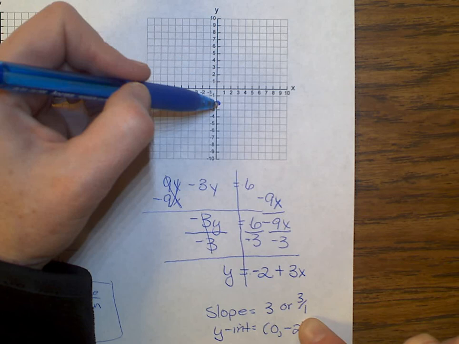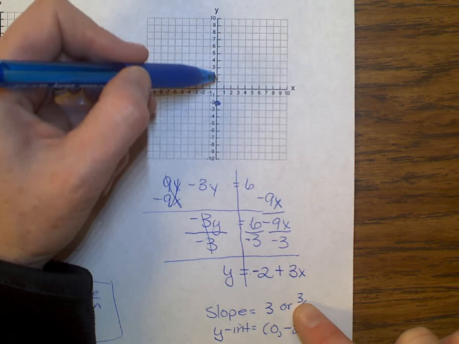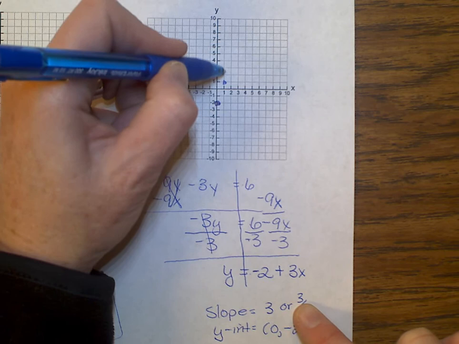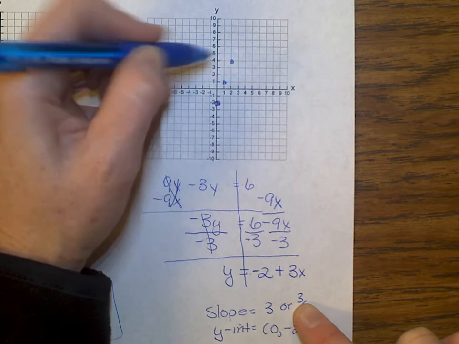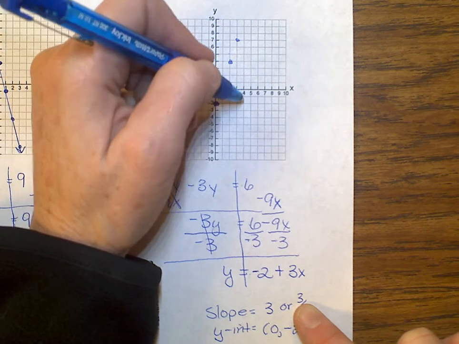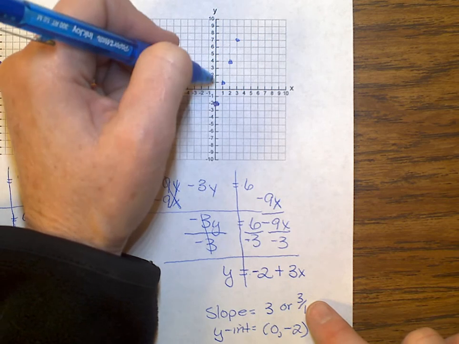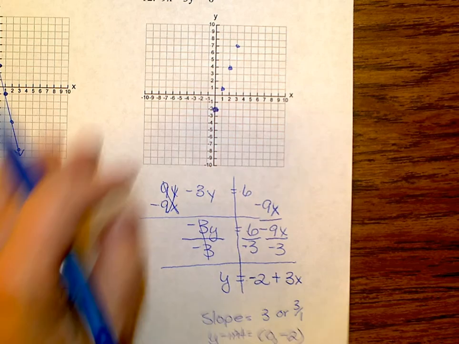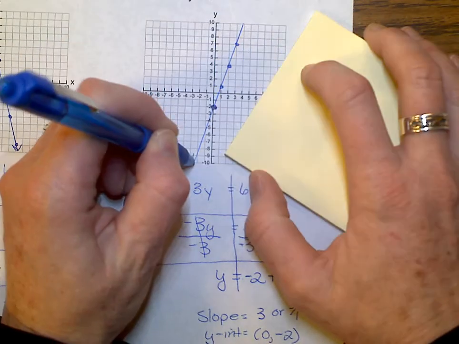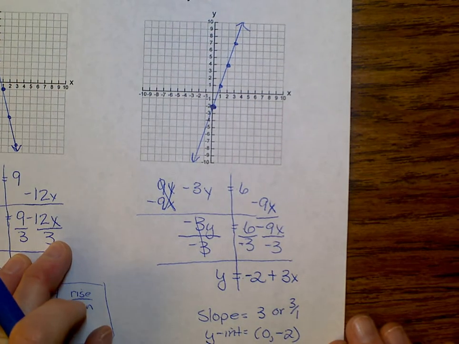So from here, since this is a positive y, means I go up on my y-axis. So I'm going to go 1, 2, 3, to the right 1. Again, 1, 2, 3, to the right 1. You always go to the right, but depending on whether your slope is positive or negative means you go up or down, okay? So that gets you your graph.